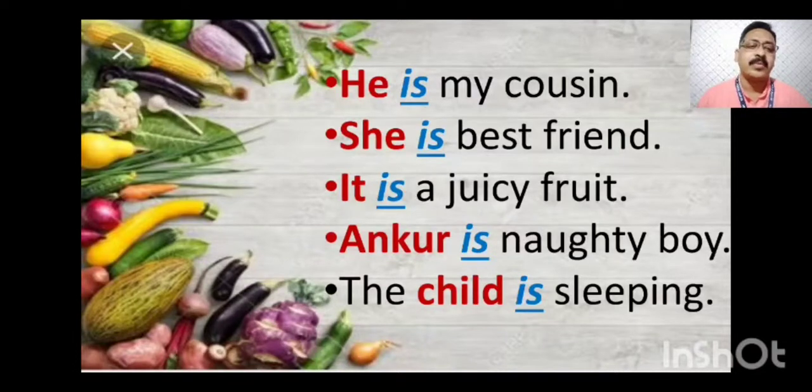But when the subject is singular, like Ankur and child, these are two nouns. Here also we use is. That means when the subject is singular, whether it is a pronoun or a noun, we have to use is in both cases. Is shows that it is a singular subject.